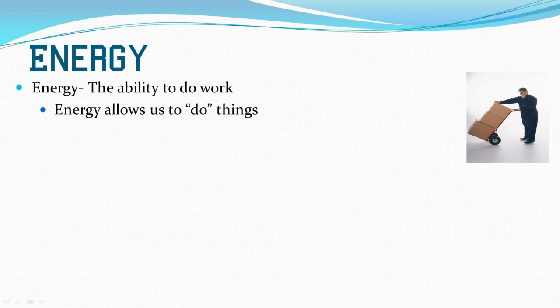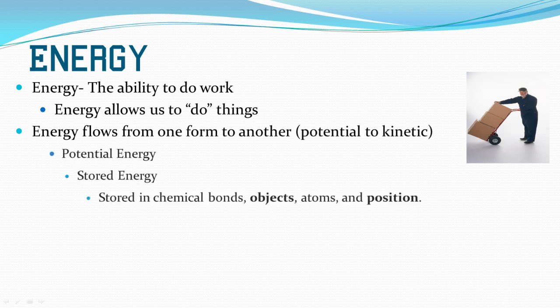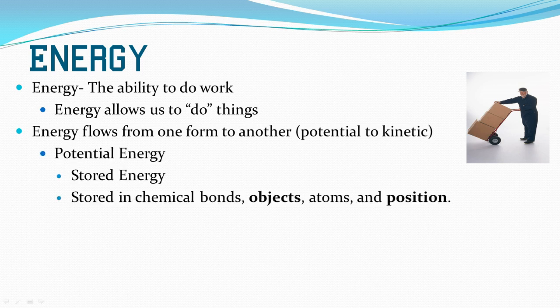Energy falls into two categories, and it flows from one category to the other. Energy always flows from potential to kinetic. Potential energy is stored energy. This is energy that's stored in chemical bonds, in objects, in atoms, and in positions. When we talk about the motion of observable objects, we're looking at how the energy is stored in the object itself and in the position of the object itself.